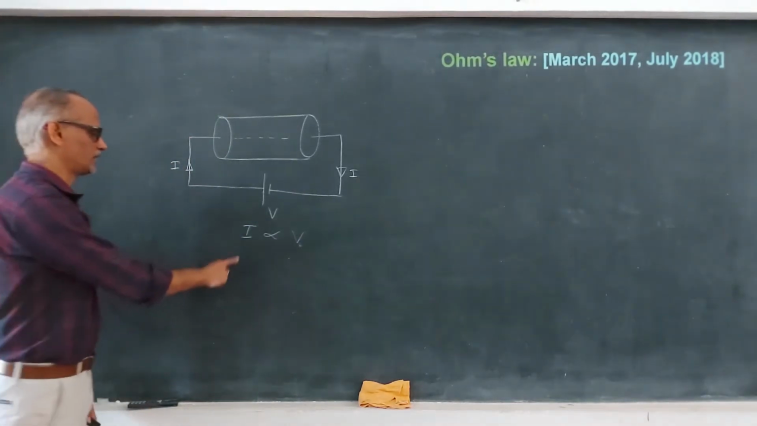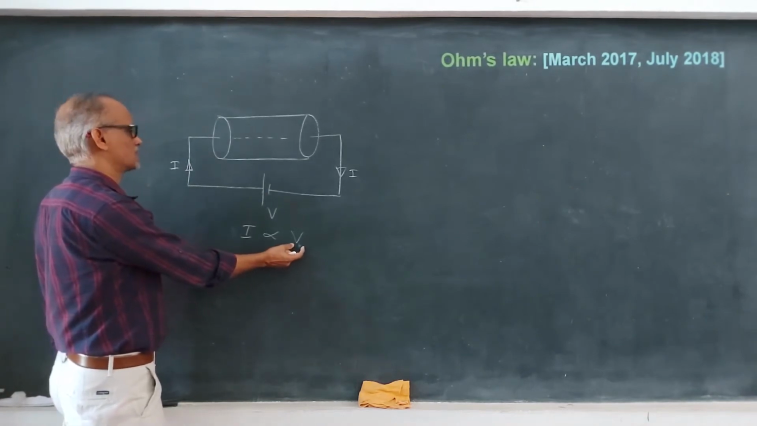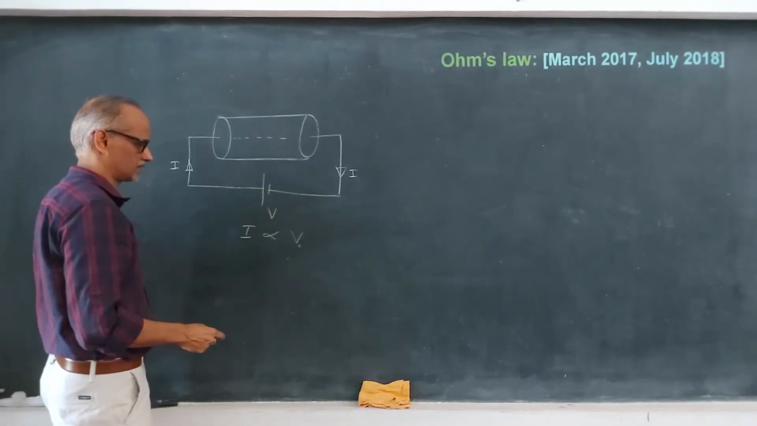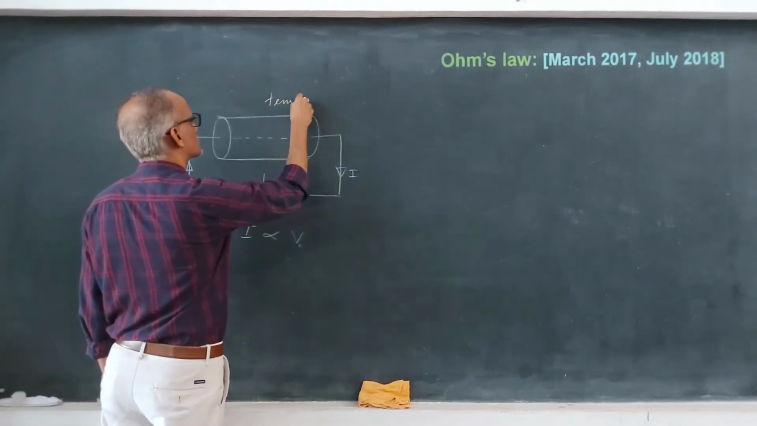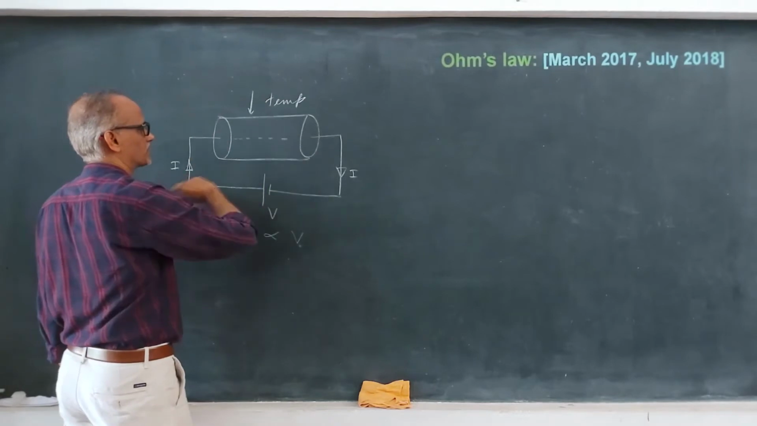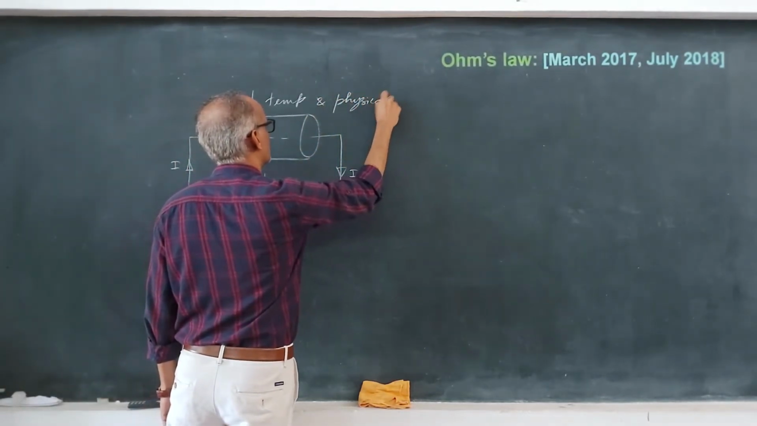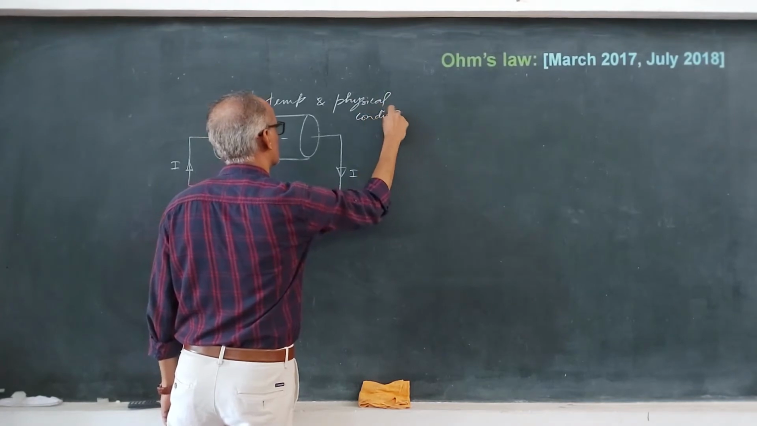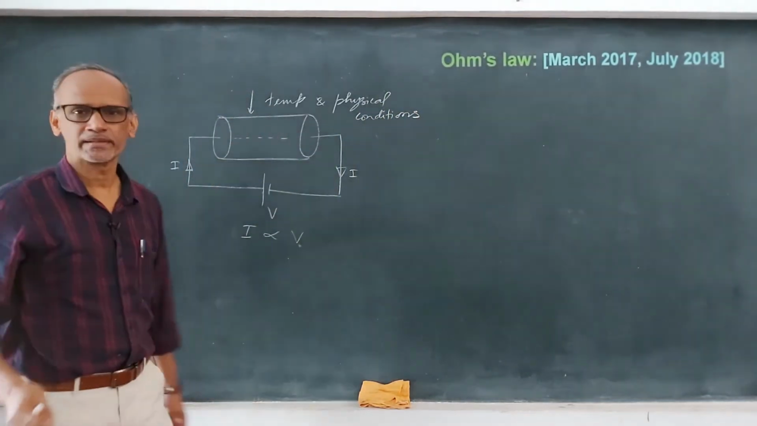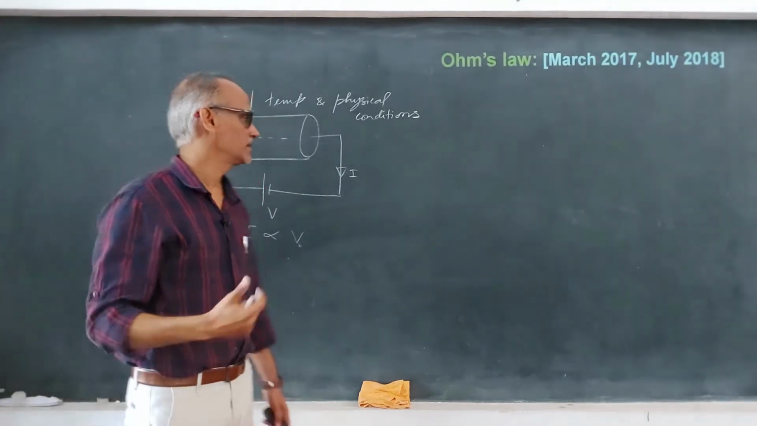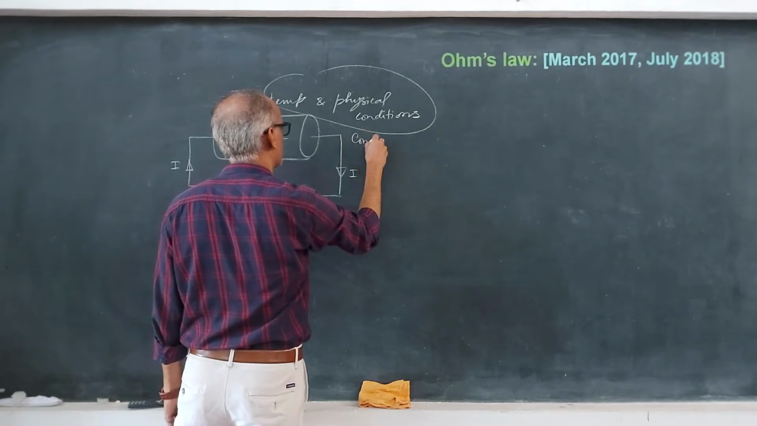So, the current through a conductor is directly proportional to the potential difference between the ends of the conductor, provided its temperature and other physical conditions remain constant. Physical conditions means the dimensions of the conductor, like the length of the conductor and area of cross section of the conductor. So, all these factors we should keep constant.